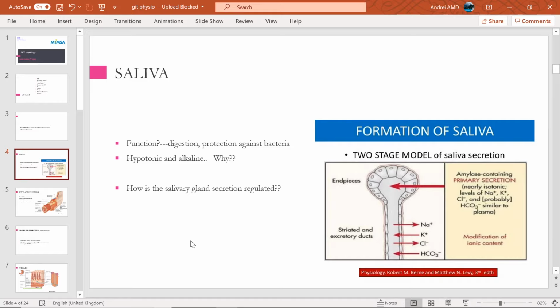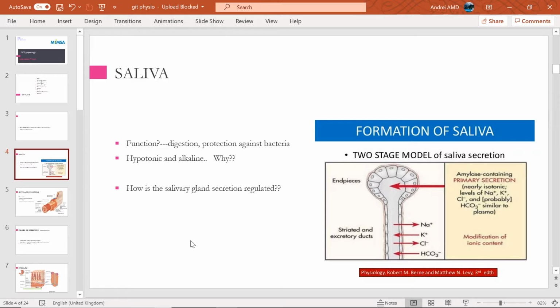Saliva. So saliva, you probably learnt from anatomy, is secreted by the salivary glands in our mouth. And we have the major salivary glands and the minor salivary glands. The major ones are the parotid, submandibular, and also the sublingual. And for the minor ones, we have a lot of them. But the big difference is that the minor ones are always secreting, no matter what you're doing.